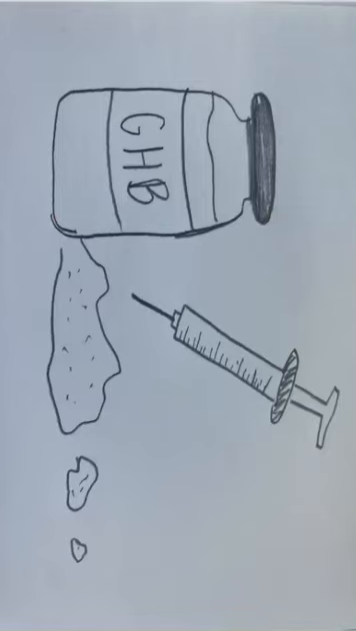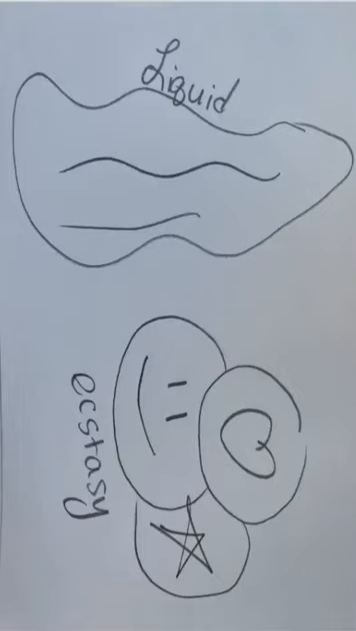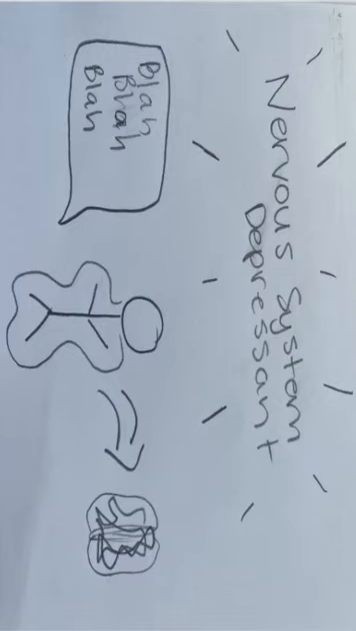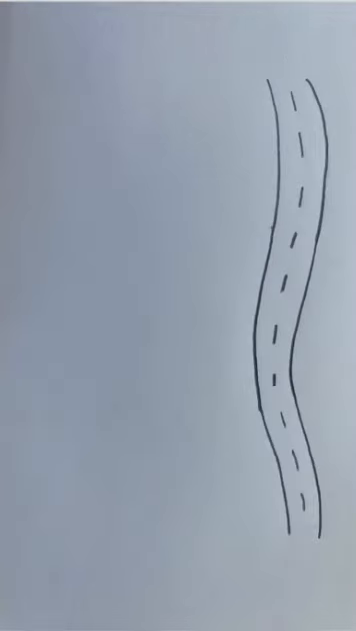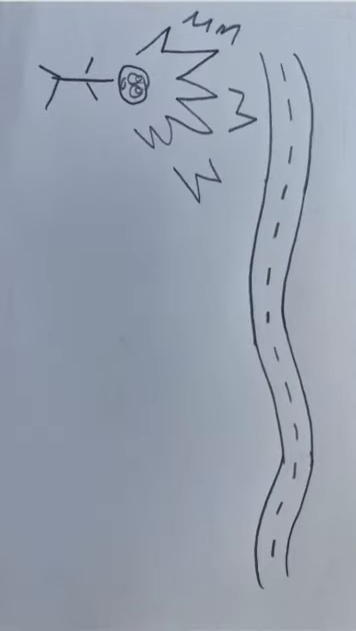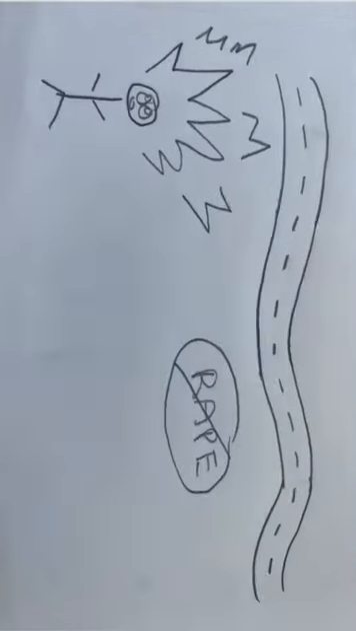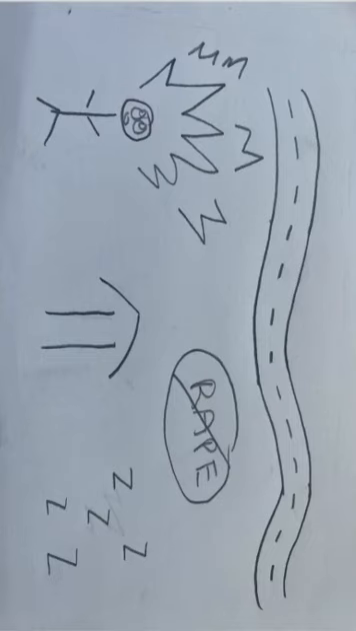This video is about a drug called GHB, otherwise known as liquid ecstasy. GHB is a nervous system depressant, meaning that it slows down messages between the body and the brain. As a street drug, GHB is used to cause a euphoric high, and it has also been used as a date rape drug as it causes unconsciousness in large quantities.